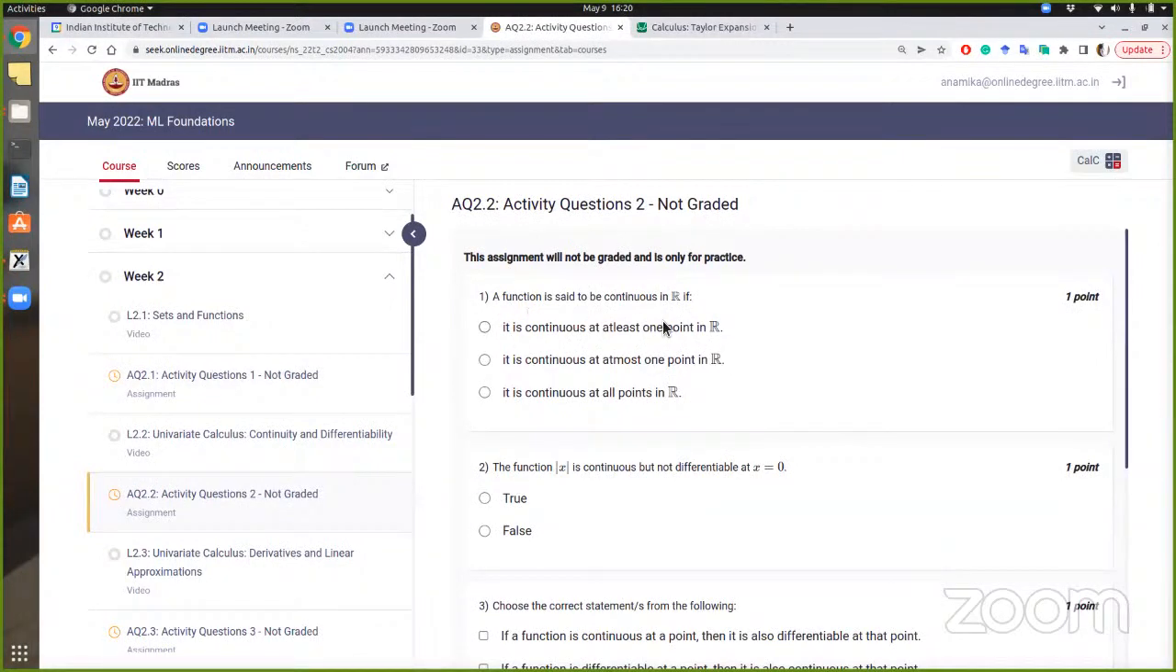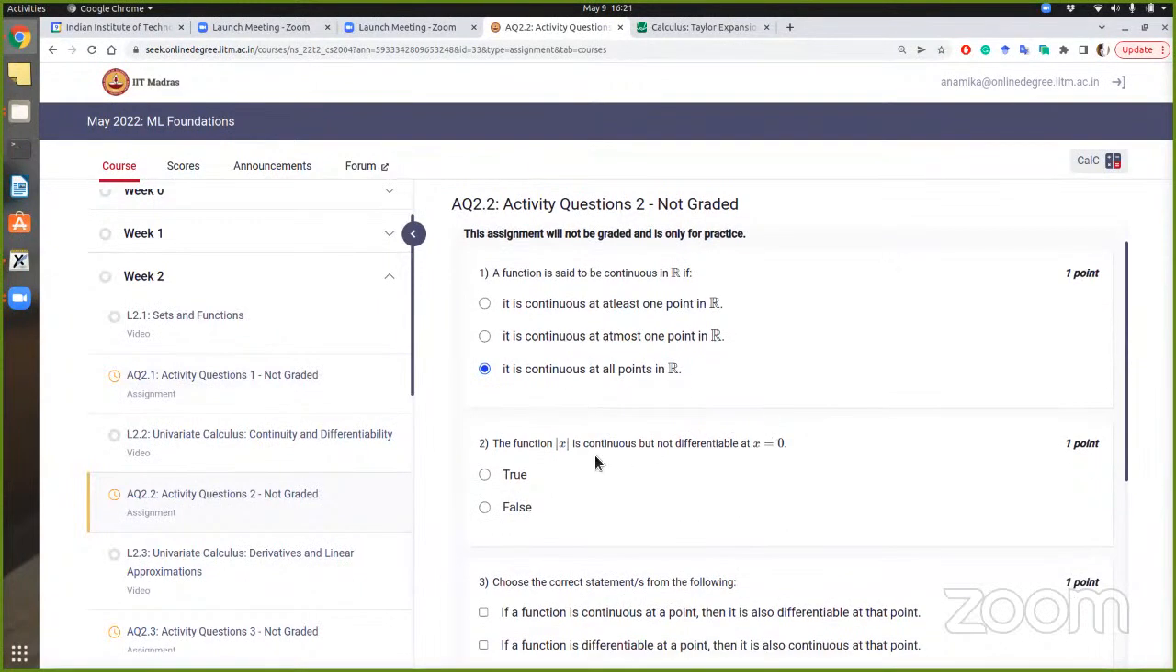A function is said to be continuous in R if it is continuous at least at one point in R. Is it sufficient? No, it needs to be continuous at all points. All points, correct. Then only you can say that the function is continuous.